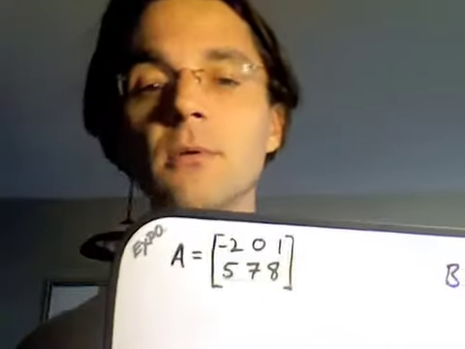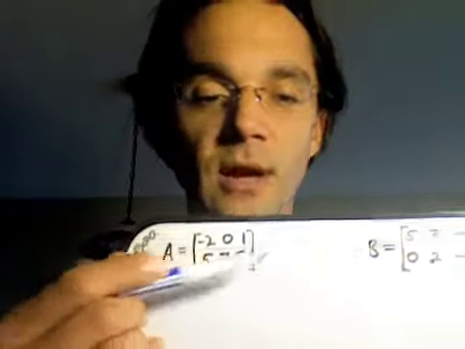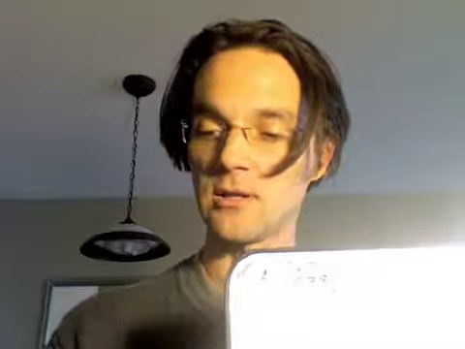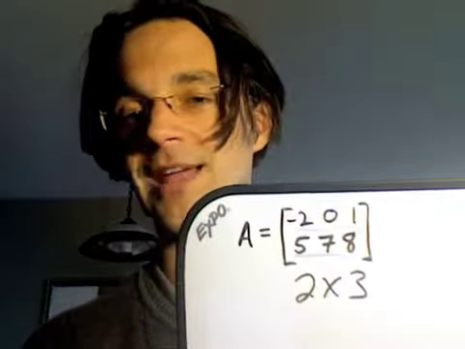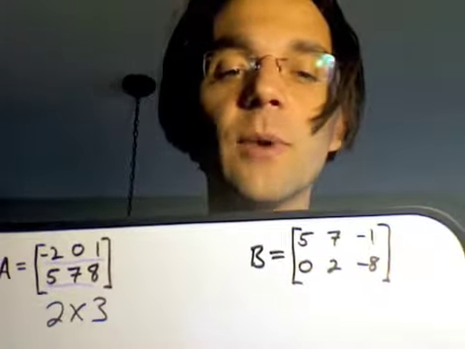2 rows. You see that? The top row and the bottom row. And 3 columns. The columns run vertically. So there's a column, there's a column, there's a column. And because it has 2 rows and 3 columns, we call it a 2 by 3 matrix. Okay, so matrix A is 2 by 3, and we write it with an X like that. 2 by 3. Okay? Matrix B is also a 2 by 3 matrix, 2 rows, 3 columns.